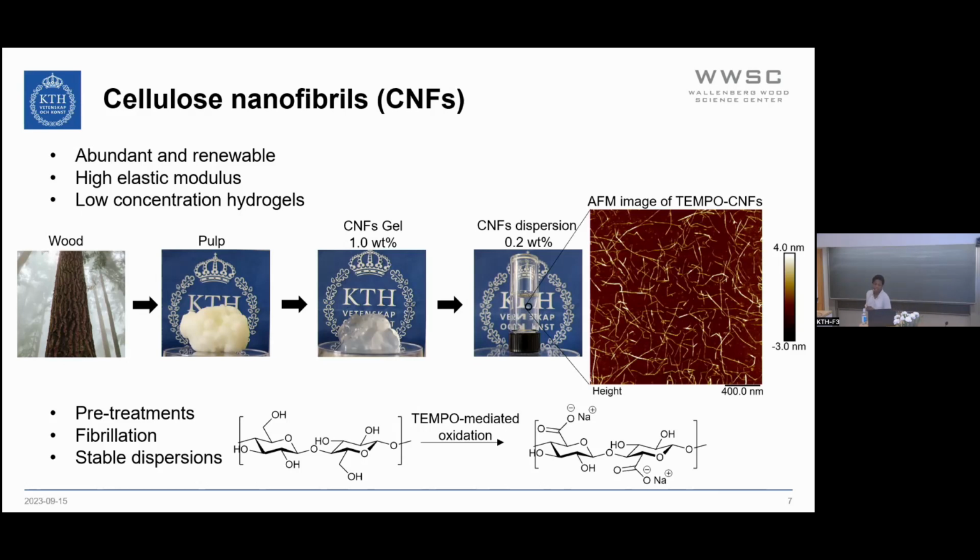The preparation of CNFs in this project happened by first pre-treating the pulp by oxidizing the pulp using a catalyst called TEMPO. This is one of the most commonly used methods in the process of preparing CNFs. We then subject the chemically modified pulp to mechanical disintegration, which then leads to liberation of the fibrils, and in turn, we can then make low concentration dispersions.